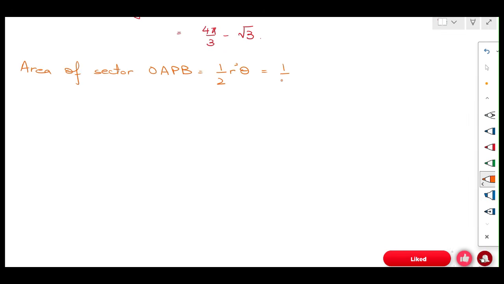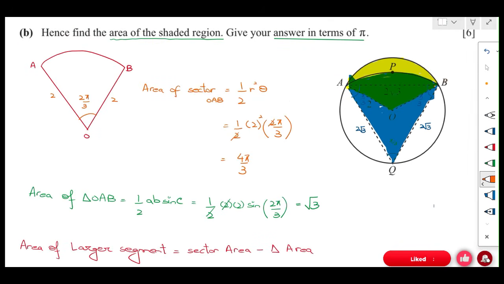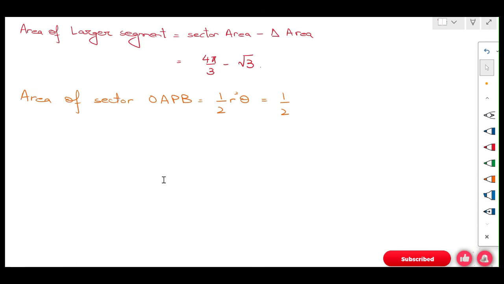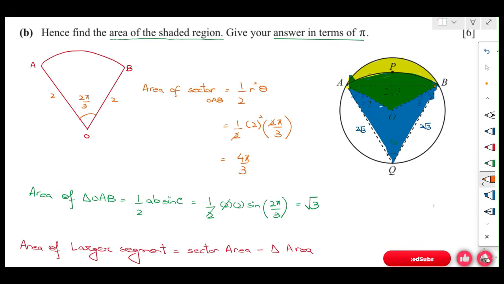What is the radius for that sector? The radius of that sector is AQ, BQ, which is 2 root 3, and the angle is pi by 3. So 2 square root of 3 radius, and theta is pi by 3. So this is 1 by 2, 2 square is 4, root 3 square is just 3, and pi by 3. So 2 times 1 is 2, 2 times 2 is 4, 2 times 3 is 6. This 3 and this 3 cancel out. This is just 2 pi. That area is 2 pi. Okay, so the area of this sector is done.